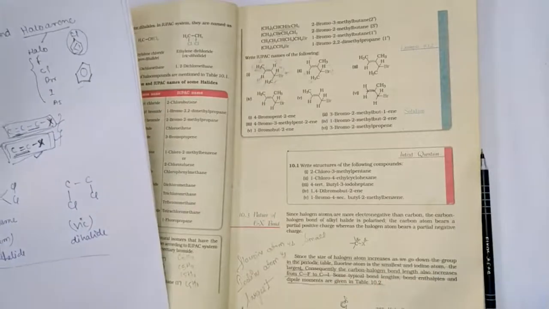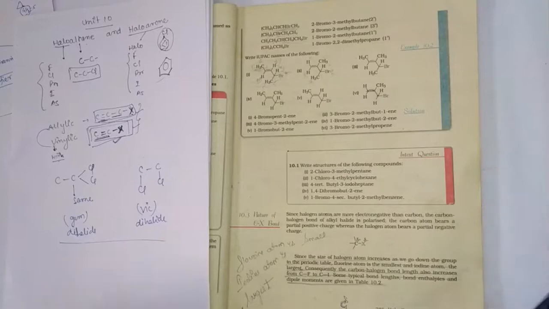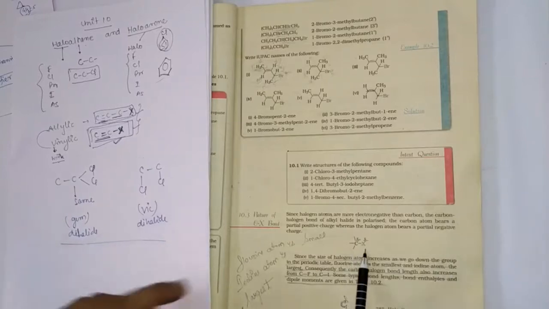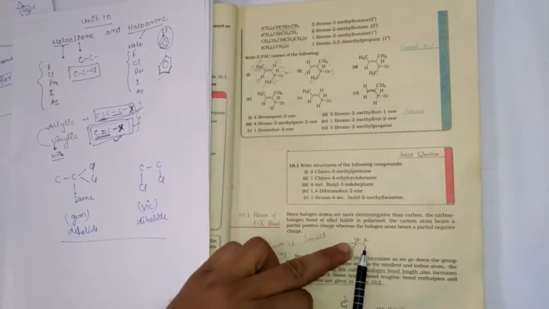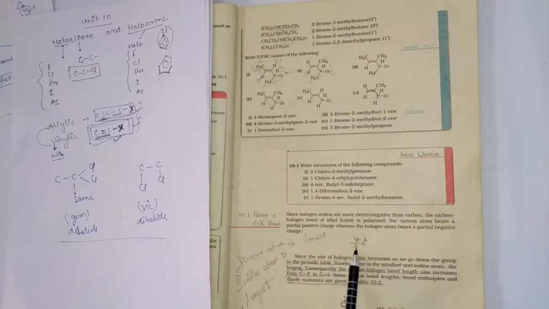Now we have to discuss this chapter's important things. Very first, you should know a little more before proceeding with this chapter: why this carbon and halogen group bond always breaks. There's the polarity difference. This is slightly positive, this is slightly negative, so they are not compensated with each other, not satisfied with each other.